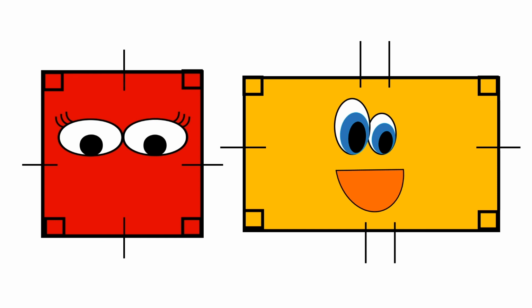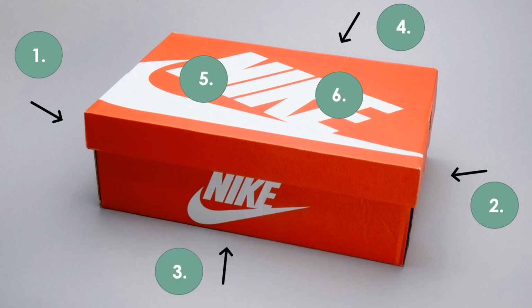Let's take a look at a 3-dimensional rectangle we see in everyday life. A shoebox! How many faces, or flat sides, do you think the shoebox has? Take a moment to identify all of the faces. This shoebox has 6 faces. Do you see them all? Let's count together. 1, 2, 3, 4, 5, 6.